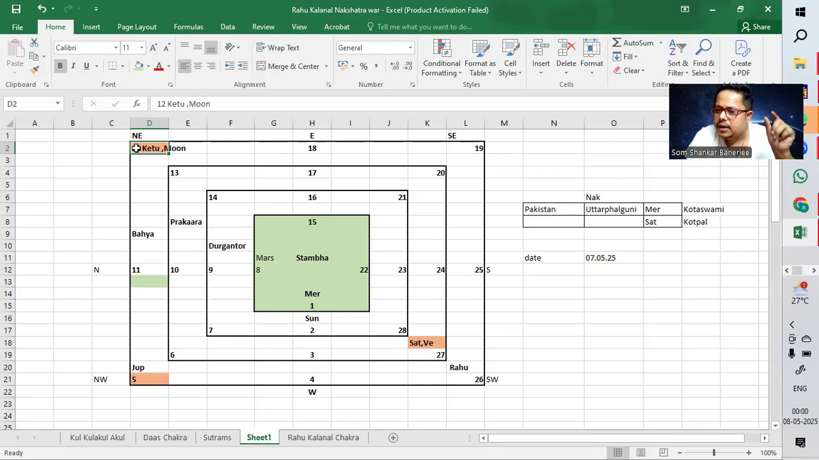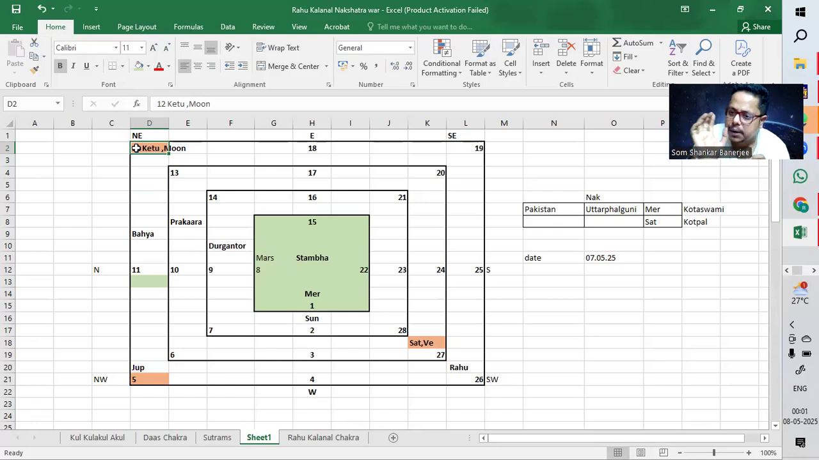So whenever a planet transits over that particular nakshatra, it is not good, it creates problems. Currently, Ketu is transiting over the Namo Nakshatra of Pakistan, which is Uttar Falguni. There are four types of Kota Chakra. The one I'm explaining is about war. Here you just need to have the Namo Nakshatra.